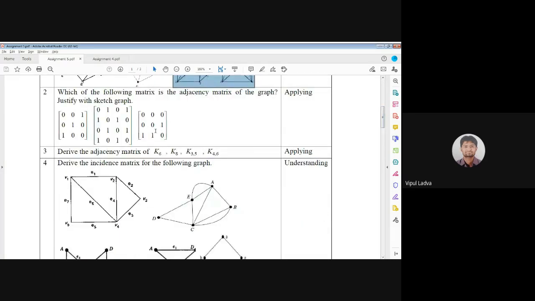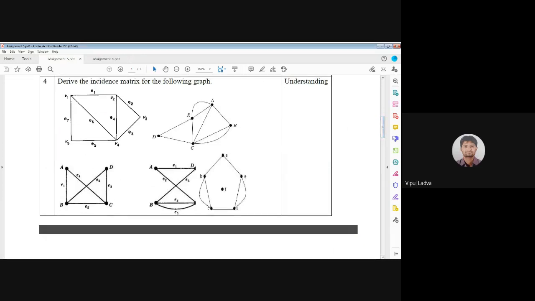This is a reverse kind of process. I had provided some of the adjacency matrices. This is 3 cross 3, 4 cross 4, 3 cross 3, and you need to prepare your graph based on this. Then you will be going for the adjacency matrix for some of the complete graphs, K6, K8, K3,5, K4,6, kind of simple and easy task for you guys.